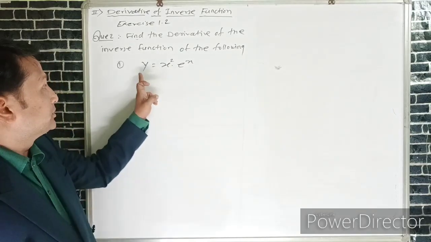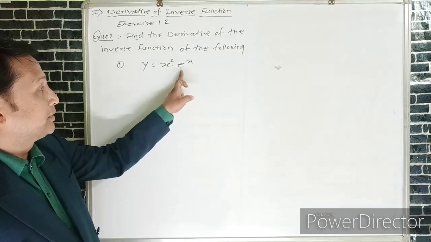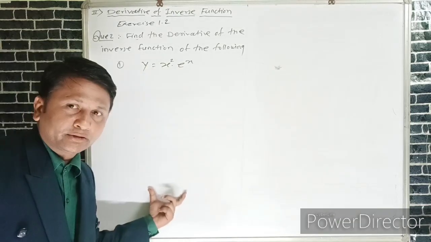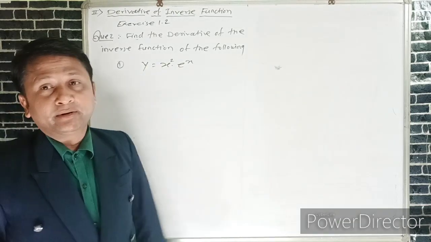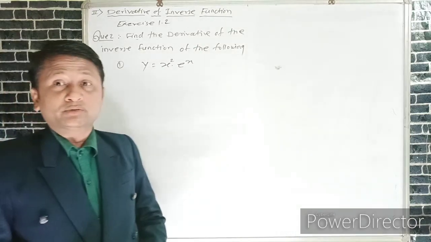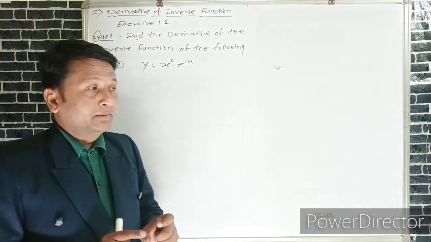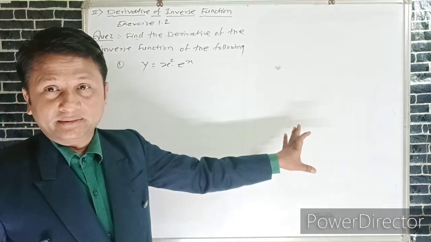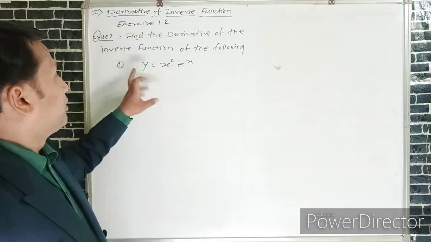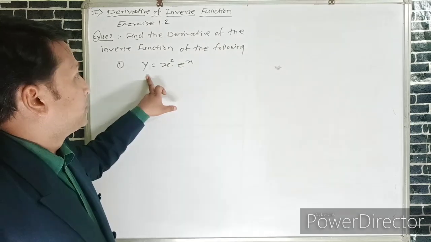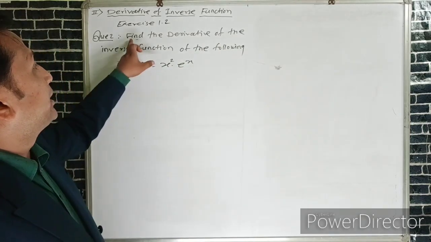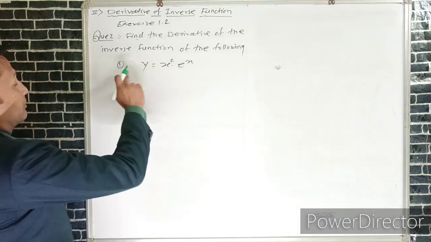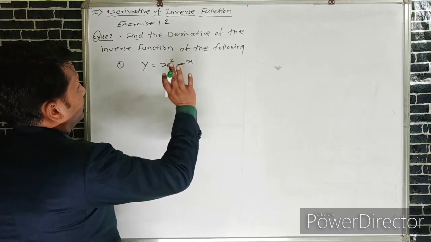If the given function is y equals x square into e to the power x, by using this function we can find the derivative of y with respect to x, that is dy upon dx. We also require the derivative dx upon dy, which is equal to 1 upon dy by dx. By substituting the value of the derivative dy by dx, we can evaluate the required derivative, which is the inverse function.